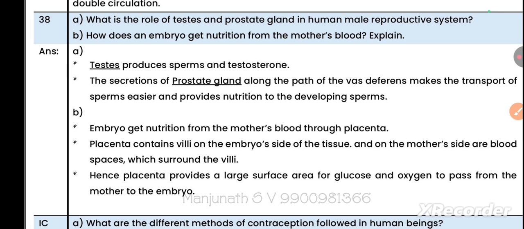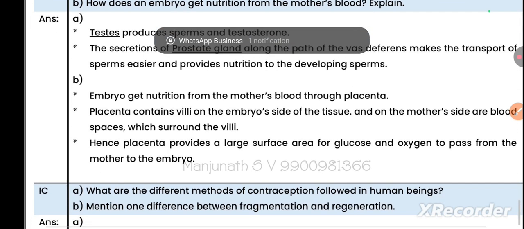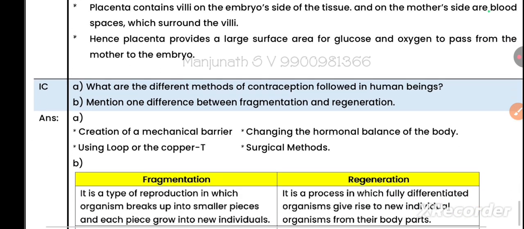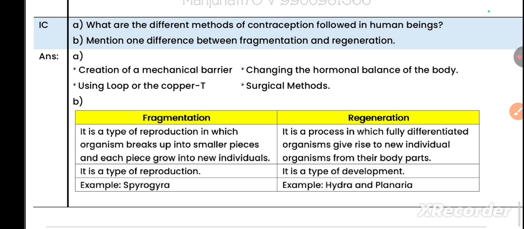B question. How does an embryo get nutrition from mother's blood? Explain. The embryo gets nutrition from mother's blood through the placenta. The placenta contains villi on the embryo's side of the tissue, and on the mother's side are blood spaces which surround the villi. Hence, the placenta provides a large surface area for glucose and oxygen to pass from the mother to the embryo. For this question, they asked another R-type question.